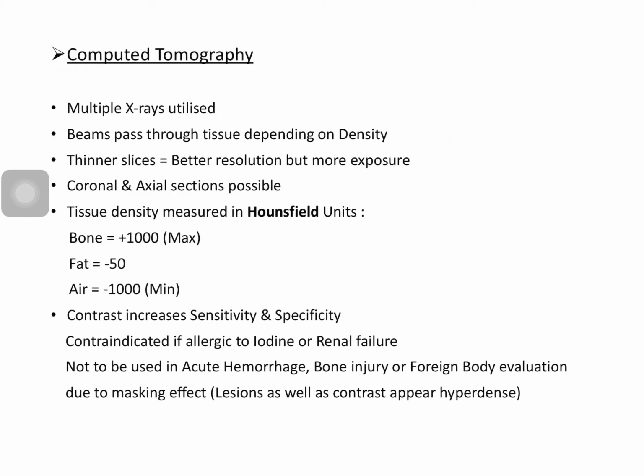The units that measure the tissue density are called Hounsfield units, based on the radiologist who discovered them. Bone has the maximum Hounsfield unit of plus 1000, which means bone is the most hyperdense tissue that is present on CT scan, whereas air is the least, which is minus 1000. In simple words, bone will appear the whitest because it will occlude the maximum number of X-rays, and air will appear the blackest because that will allow all the rays to pass through it.